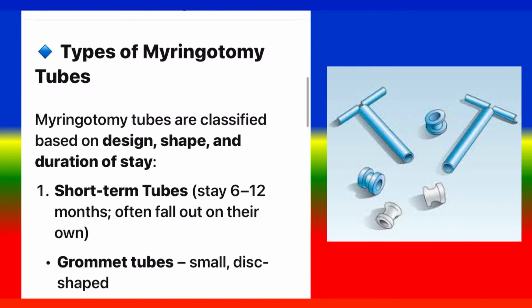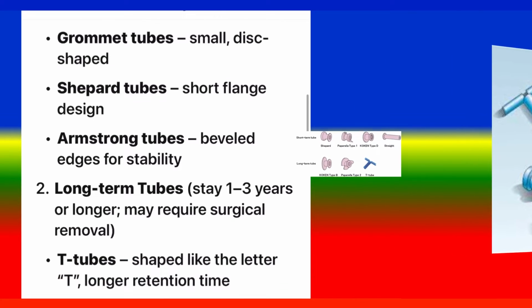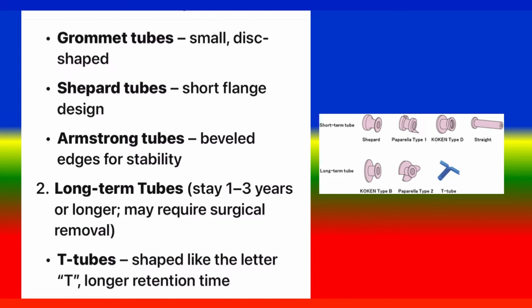Types of myringotomy tubes. Myringotomy tubes are classified based on design, shape, and duration of stay. 1. Short-term tubes. Stay 6 to 12 months, often fall out on their own. Grommet tubes, small, disc-shaped. Shepherd tubes, short flange design. Armstrong tubes, beveled edges for stability. 2. Long-term tubes, stay 1 to 3 years or longer, may require surgical removal.